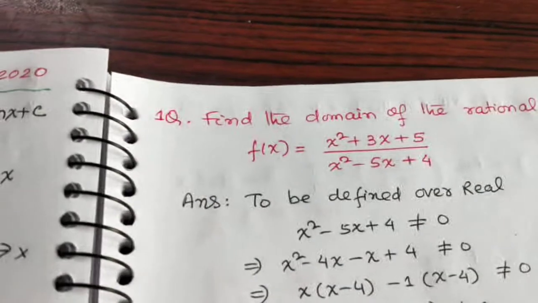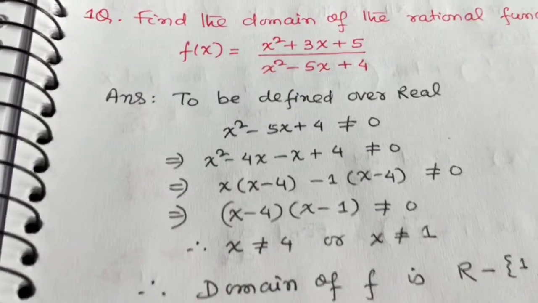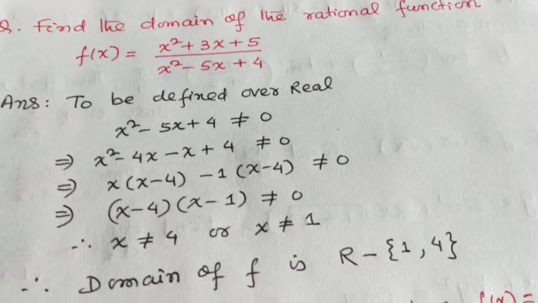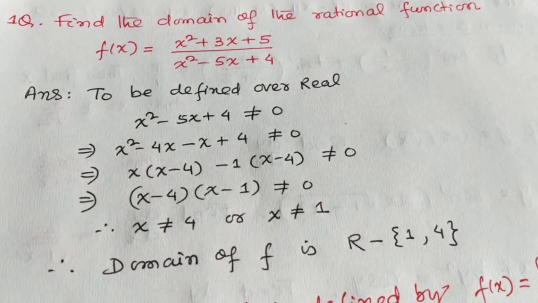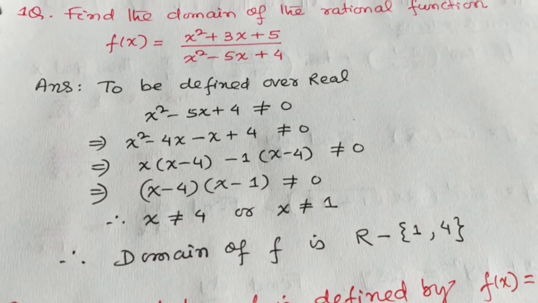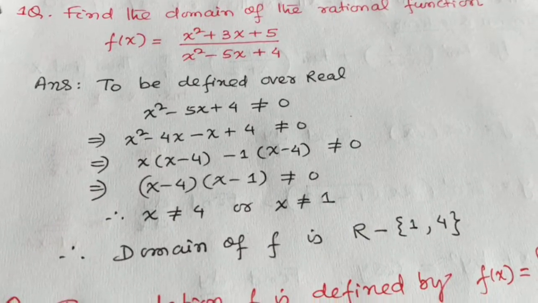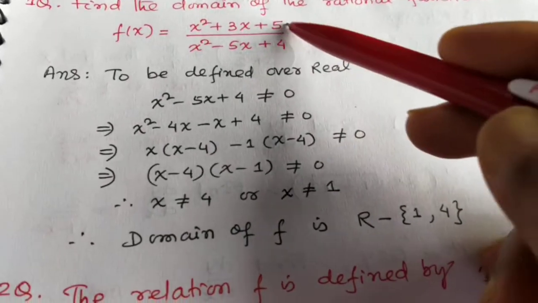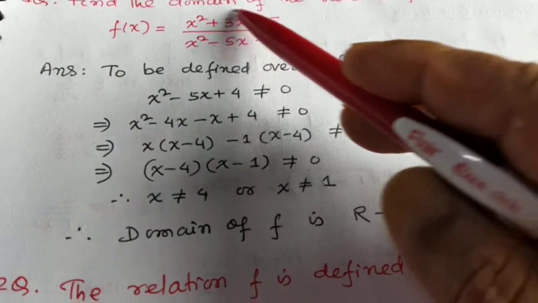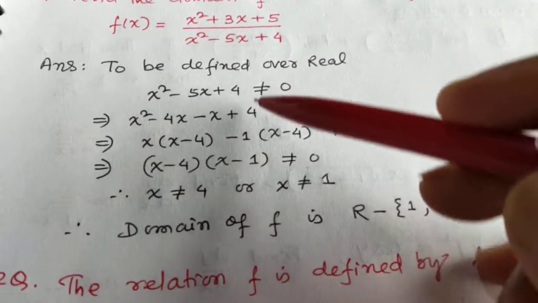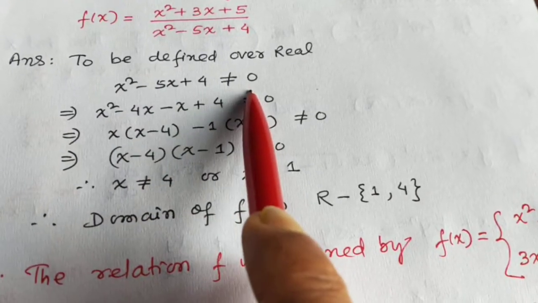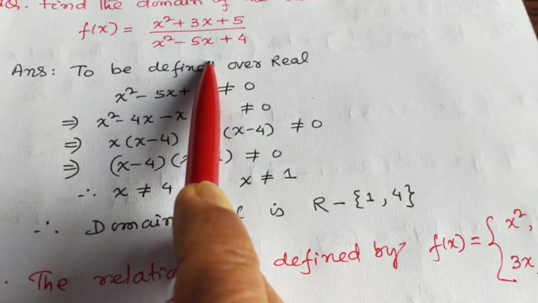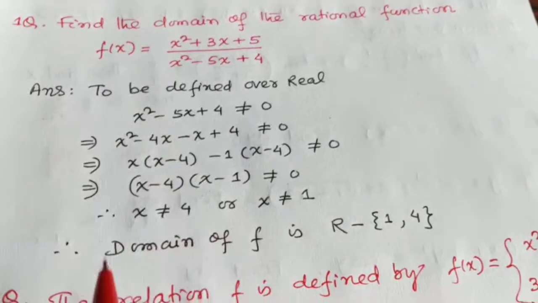Now coming to certain questions, when we take examples of certain questions. Say find the domain, it's a rational function given to us. Find the domain of the rational function f of x equal to this. So how to find the domain of this? Now see, whenever we are talking about a rational function, the denominator must not be equal to 0. Once the denominator becomes 0, it cannot be defined.